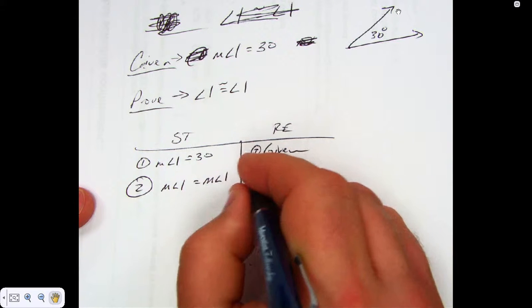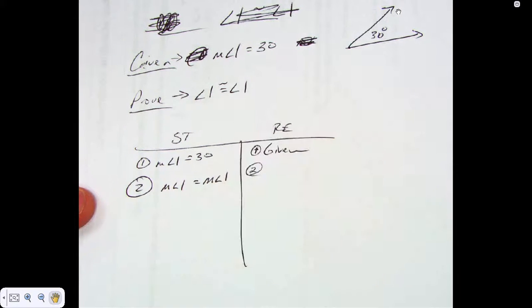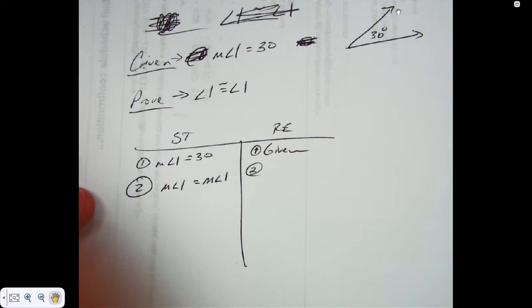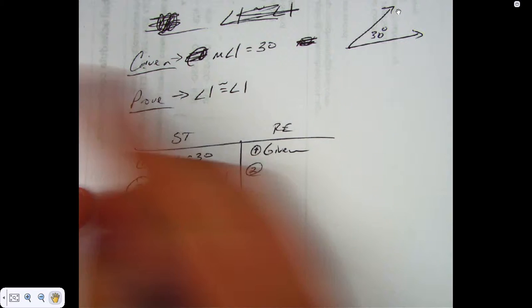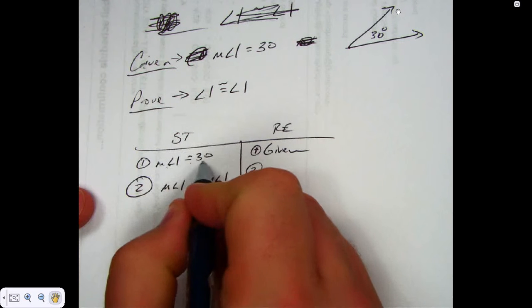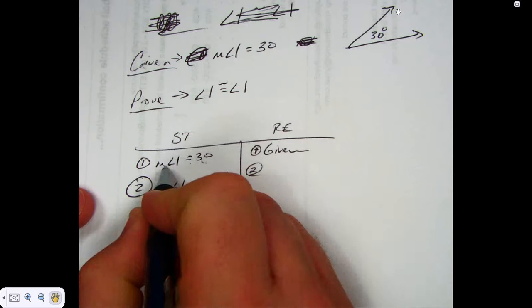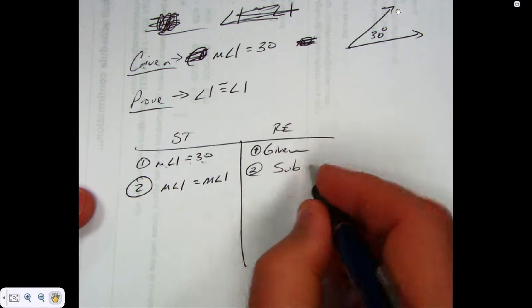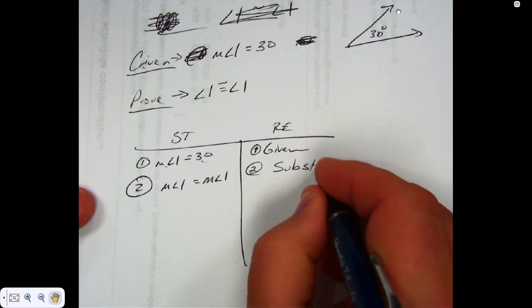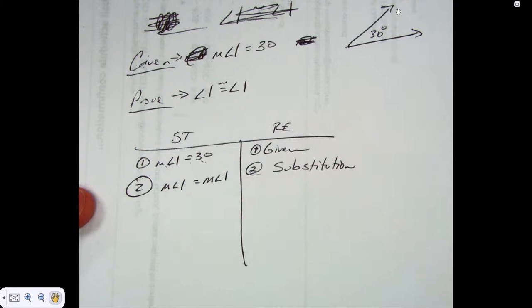Does anybody know how I was able to do that? It's not the definition of anything. Yeah, I didn't expect you to. When I say the measure of angle 1 equals 30, I'm saying wherever I see a measure of angle 1, I could put what? Or wherever I see 30, I could put what? The measure of angle 1. So what did I do? Substitution. I substituted the measure of angle 1 for 30, didn't I?